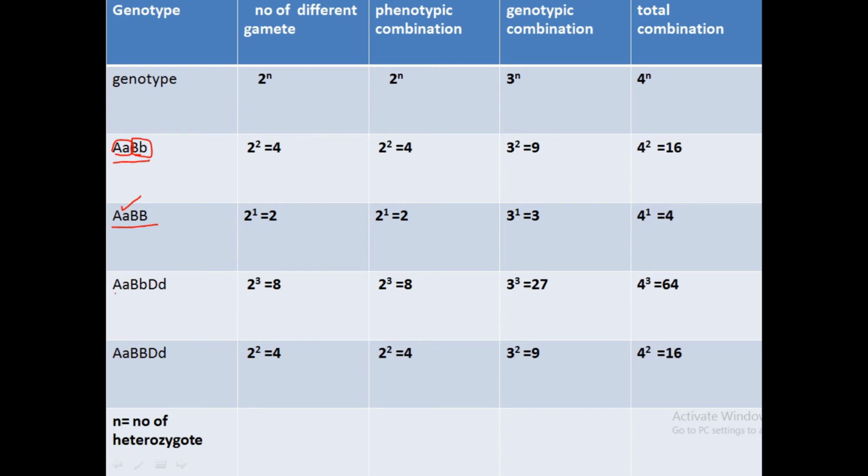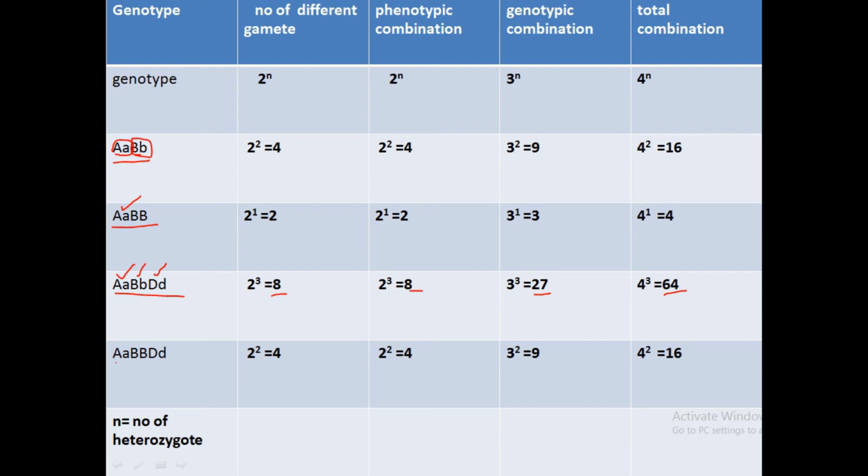Now if the genotype is this, then the number of heterozygotes is 1, 2, 3. So in place of n we will write 3, and we will get 2 to the power 3 is 8, that is 8 phenotypic combinations, 8 different gametes, and the genotypic combination will be very high, it is 27, and the total kind of combination that we will get is 64.